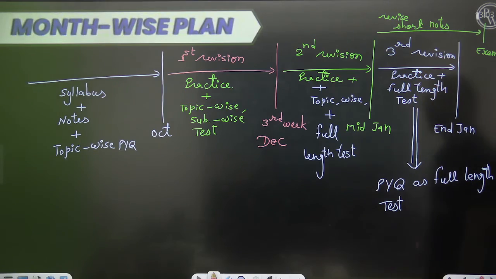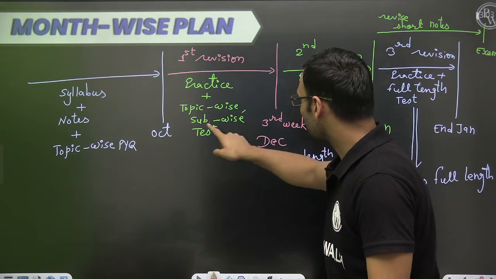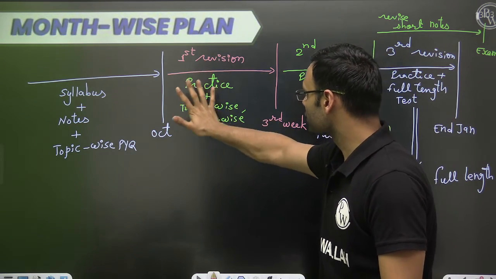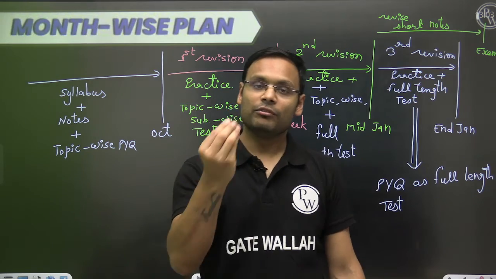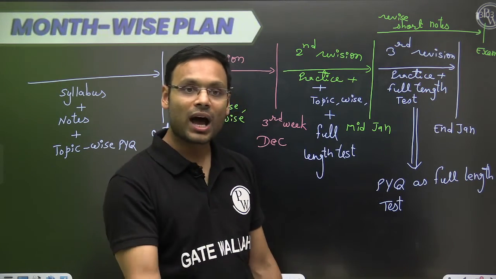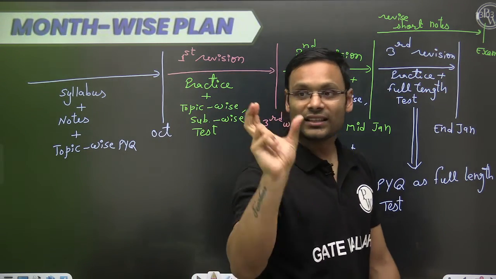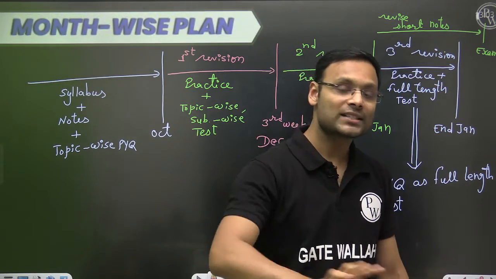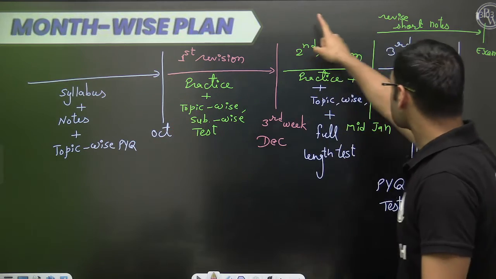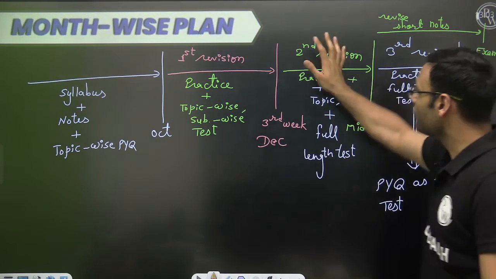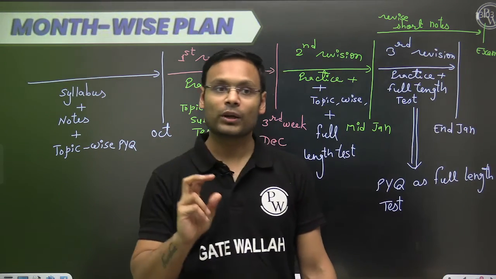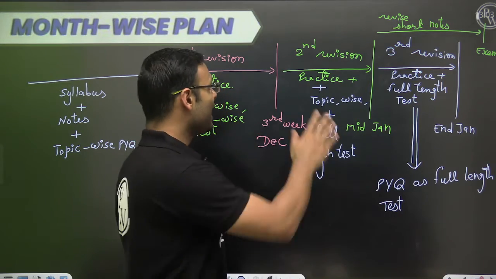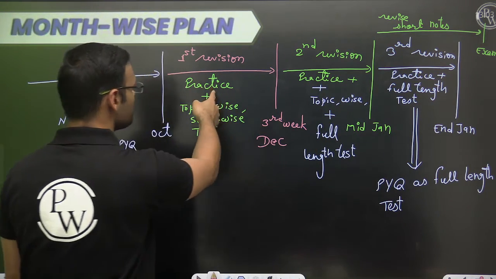Like this, look at this. In this particular month-wise plan, let's say you started writing topic-wise and subject-wise tests here in the first revision. At that point of time, when some kind of problems are occurring, you understand that this specific topic I am not good at, this specific topic's formulas I am not remembering. So in the next cycle of revision and practice, you can improve that. You can practice more, you can revise better.